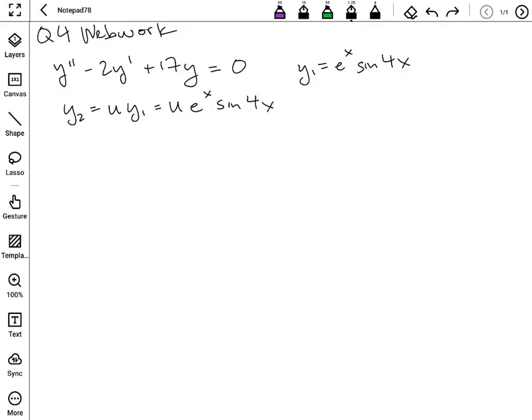Because I want to plug it in, I'm going to need the derivatives. So I'm going to have to use product rule all the time when I have these reduction of order problems, because u is a function of x. So I need to account for its derivative when I'm taking the derivative of y2. So I might take the derivative of u, have u prime, and then leave the second part, e to the x sine 4x, the same. Or I might leave u as it is, and then take the derivative of that second part, e to the x sine 4x. This itself is also a product of two functions, so I'm going to have to do a product rule here as well.